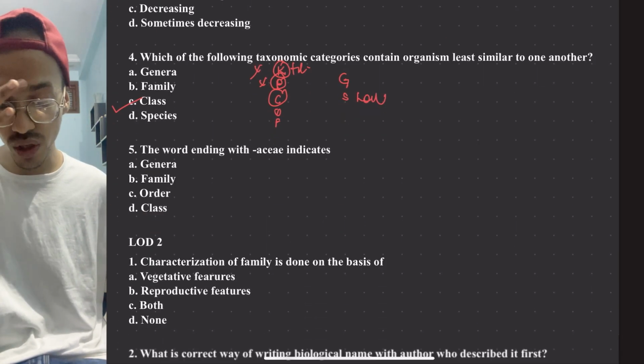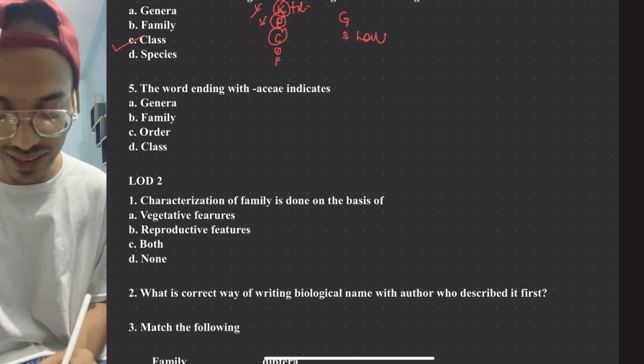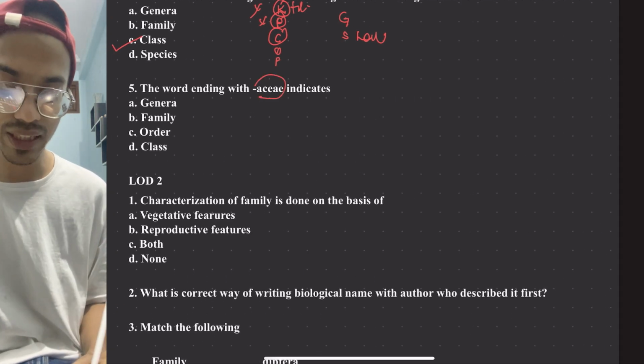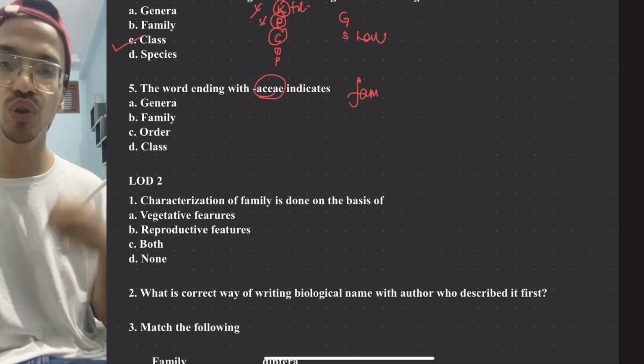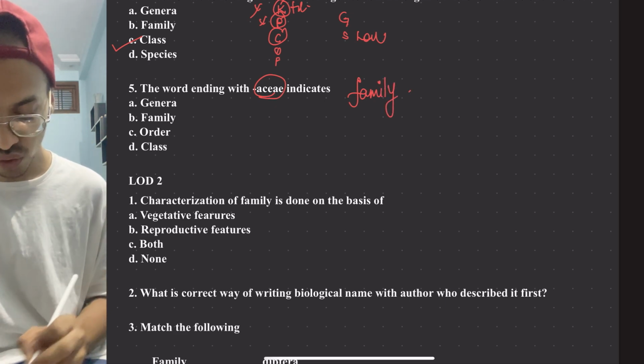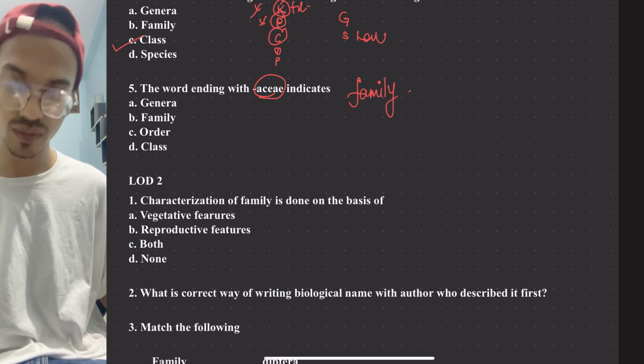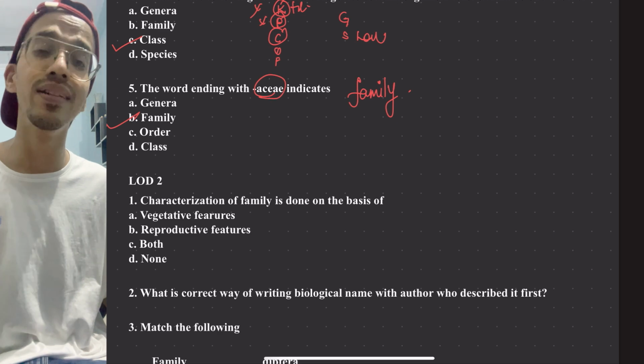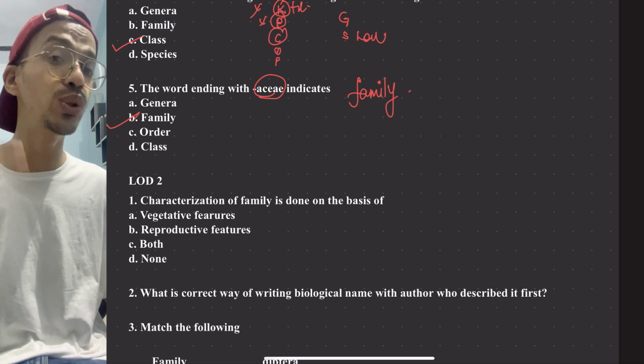Then comes the fifth question. The word ending with AEC indicates what? Family. I gave you the suffix. So this is representing family. This is the LOD level 1 question. Let's try the LOD level 2 questions.